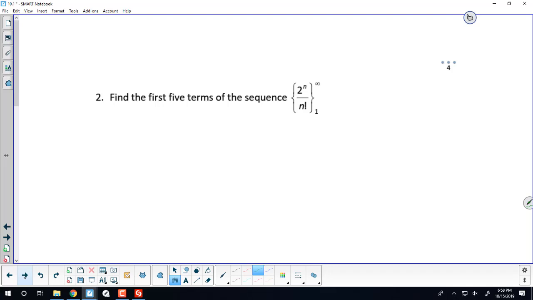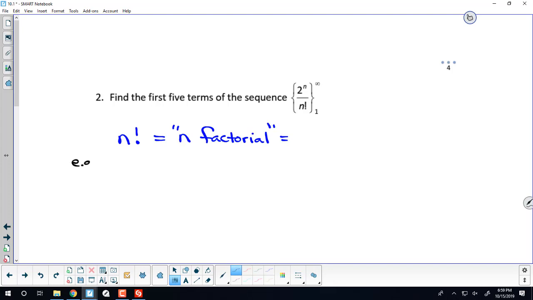So find the first 5 terms of the sequence 2 to the n over n factorial, from 1 to infinity. We're only going to find the first 5 terms. Does everyone remember the factorial? The n exclamation mark? N factorial? No? Yes. So let's write that out in a minute and give some examples.